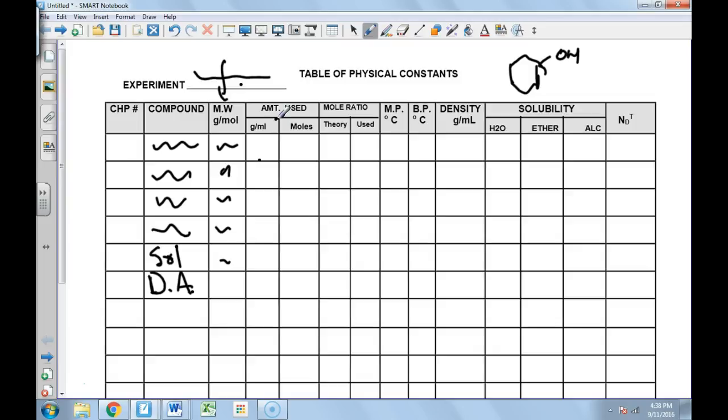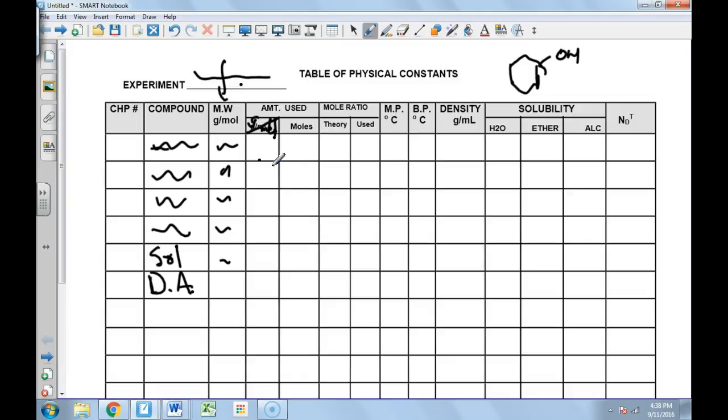This should be written as either grams or milliliters, I'm sorry, if I could talk English good. Because if it's a liquid, you're going to add milliliters to it, and if it's a solid, you're going to add the compound in grams. So this is just the primary thing. So you're going to have to know whether this is a solid or a liquid.